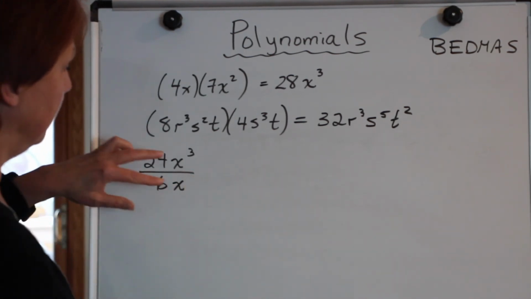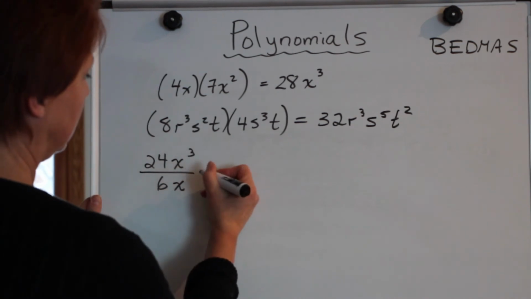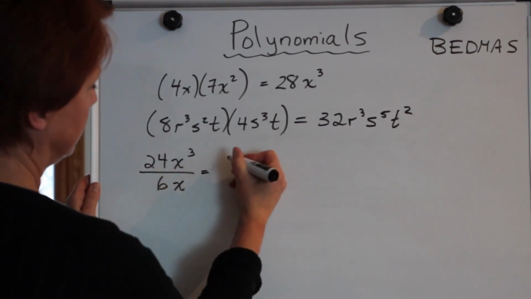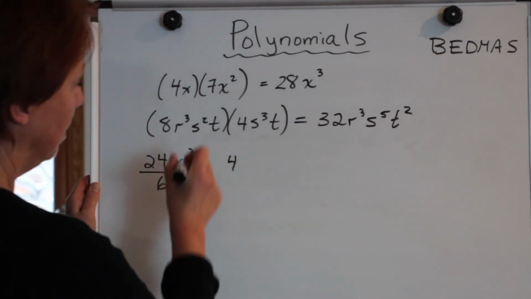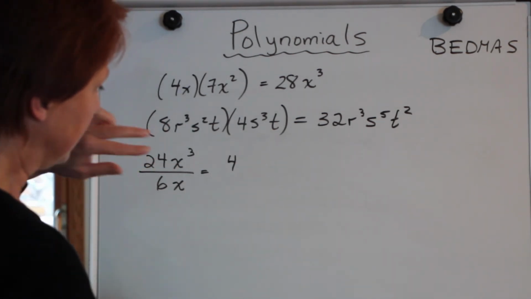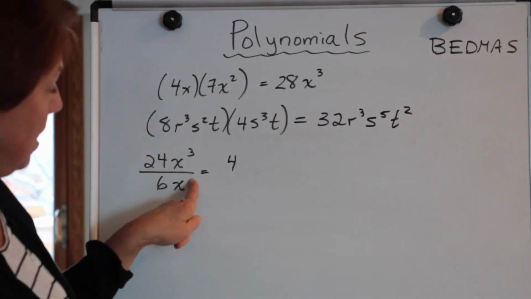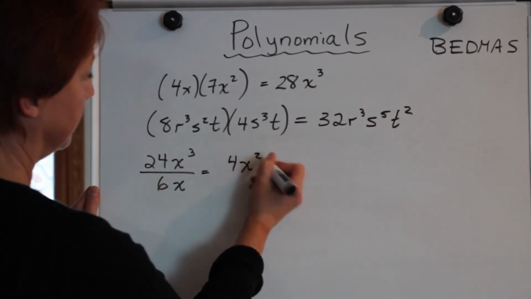You know, when you're dividing things with exponents, here's one way to look at this. First of all, the 24 divided by the 6, that gives us 4, right? What's x cubed divided by x? What we do is we subtract the exponents. So this 3 minus that 1 gives us x squared, okay?